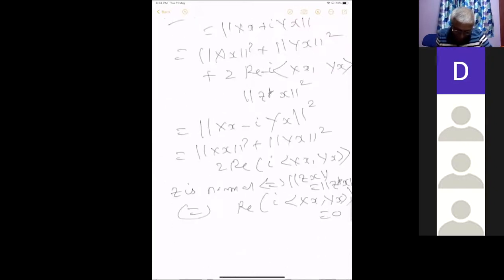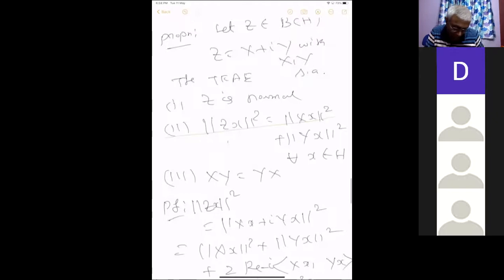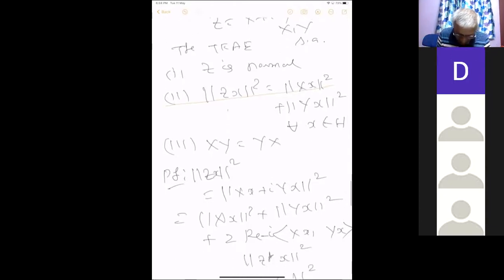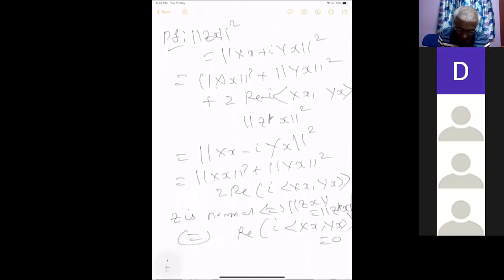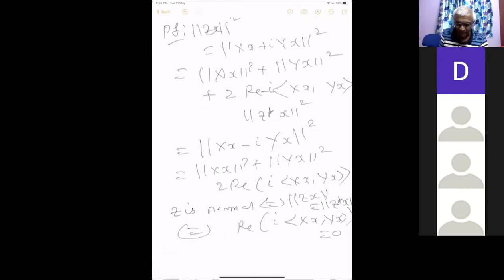So now we come to the proof of this proposition. The proposition says that if Z equals X plus iY and Z is normal, then norm Zx squared equals norm Xx squared plus norm Yx squared. It is just like computing the modulus of a complex number; Z is like a complex number in this property. You compute norm Zx squared: you get norm Xx squared plus norm iYx squared plus 2 times the real part of something, and for the star you get minus the real part of something.